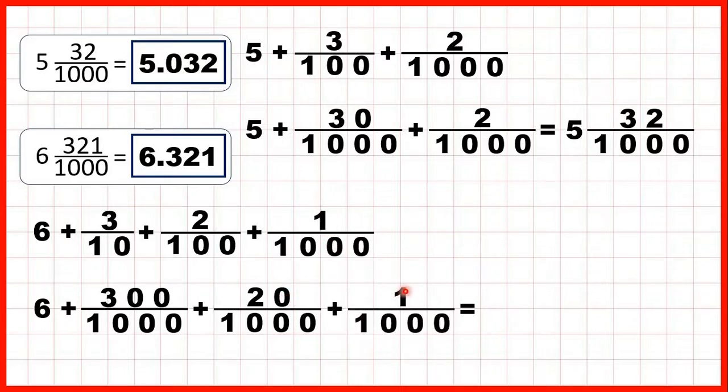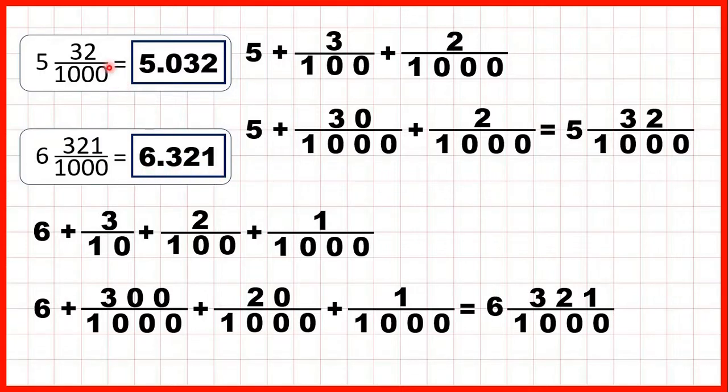And then we add 1 thousandth. So the 6 stays the same. We have a common denominator of 1,000, and 300 plus 20 plus 1 is 321. So that's why 6 and 321 thousandths can be written as 6.321. It's because 300 thousandths is the same as 3 tenths, 20 thousandths is the same as 2 hundredths, and then putting that together with the 1 thousandth gives us 6.321.